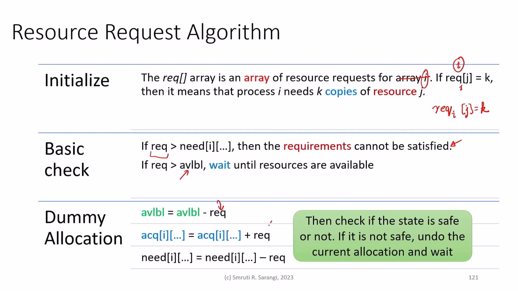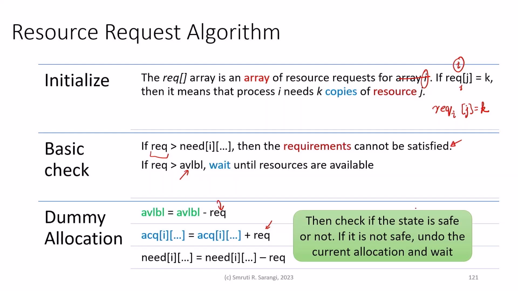You will give it to acquired, right? And you will reduce your need. All right. Then once you have done that, so once you have taken it out from available, added it to acquired, and removed it from need, then this becomes a new system state, right?